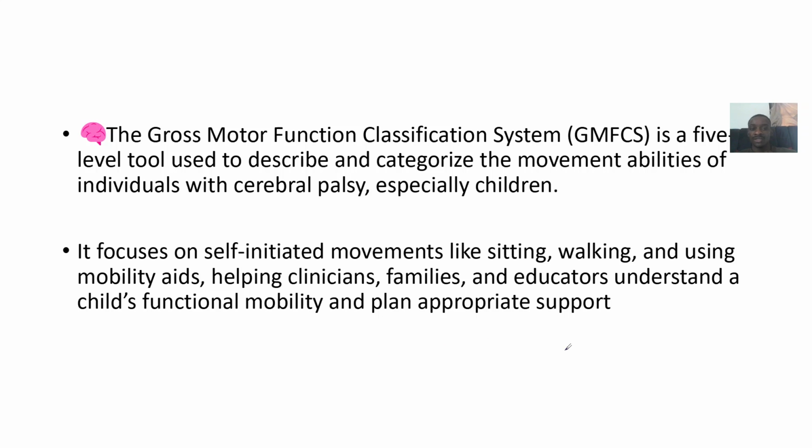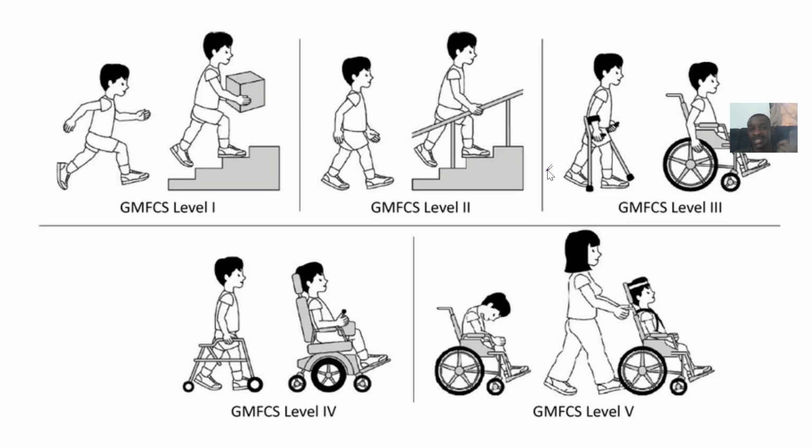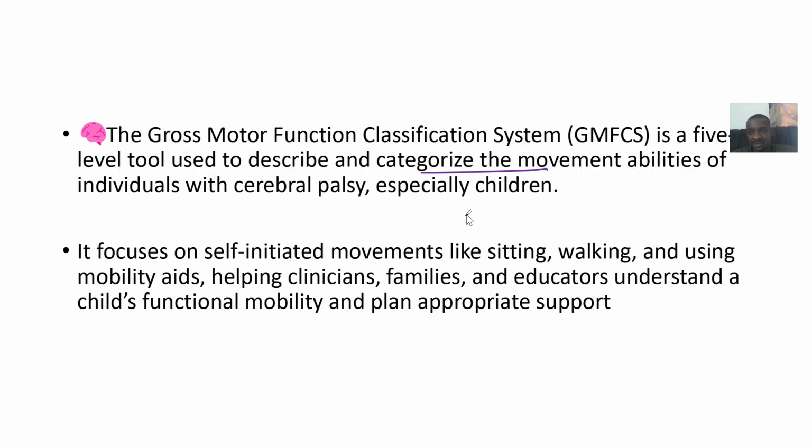All right. So it's just a 5-level tool. It's used to describe and categorize the movement abilities of individuals that have cerebral palsy, especially children. So if a child has cerebral palsy, can they carry a load up the stairs, or at stage 2, can they move on their own? Do you understand? You're just trying to look at how the individual is still maintaining their movement even as they have cerebral palsy.